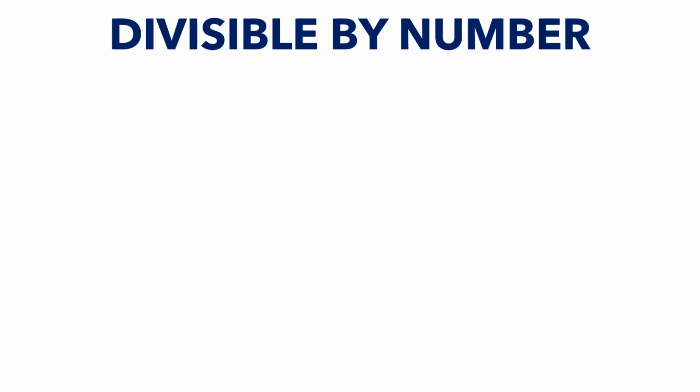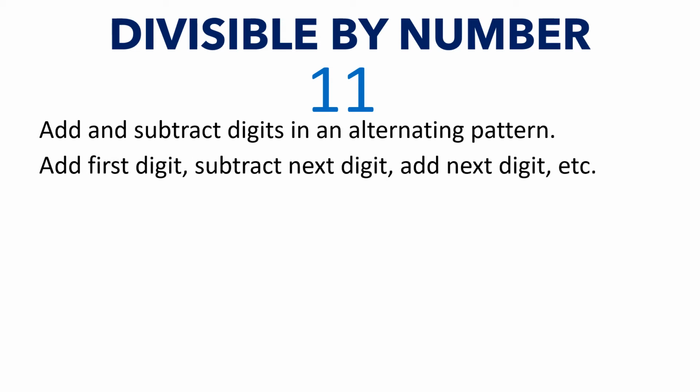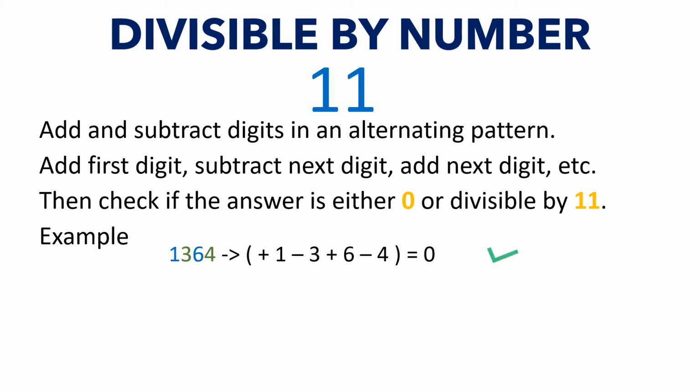Divisibility rule for 11. Add and subtract digits in an alternating pattern. That is, add the first digit, subtract the next digit, add the next digit, etc. Then check if the answer is either 0 or divisible by 11. Let's look into an example. Number 1364, so add 1 minus 3, add 6 minus 4, that is 0. It means the number is divisible by 11.